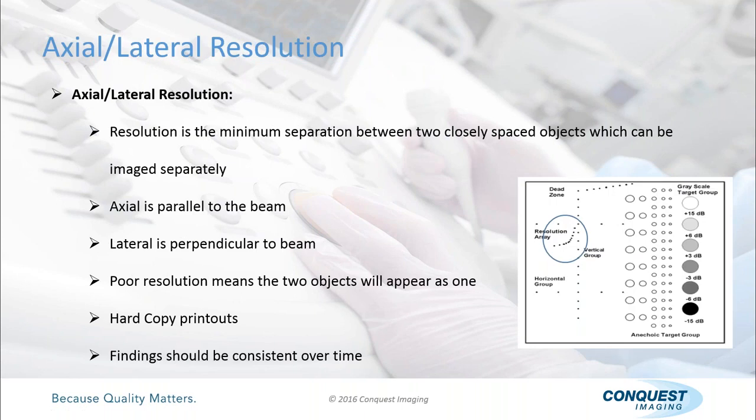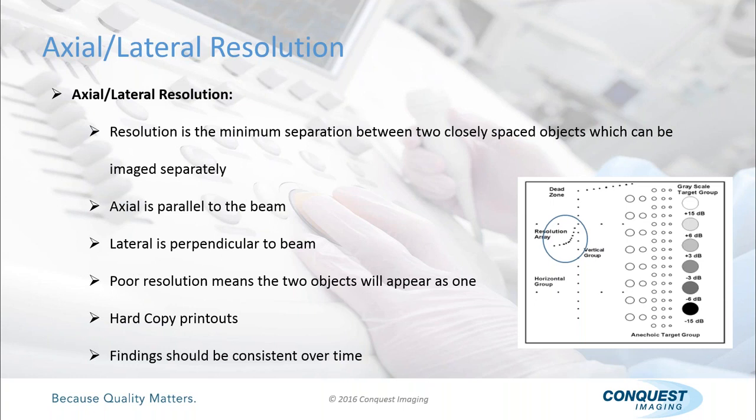And in axial and lateral resolution, again, we get back to the phantom that has a resolution array. Resolution is the minimum separation between two closely spaced objects that can be imaged separately. Again, if I was imaging with a fairly high frequency probe, I would expect my resolution to look just like it does on the phantom, not blurred together, no objects coming together. But as I go down to the lower frequencies, some of this may start to blend together. You may see that they're separate, but they're still touching or blurred a little bit together.